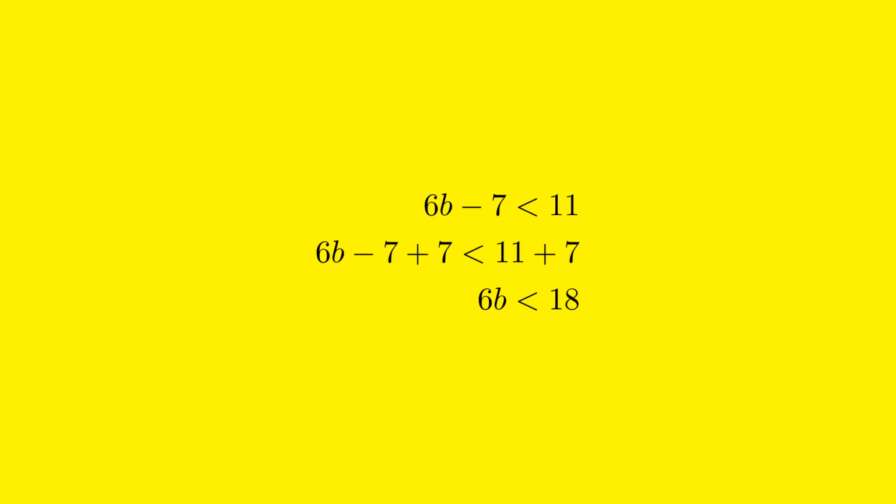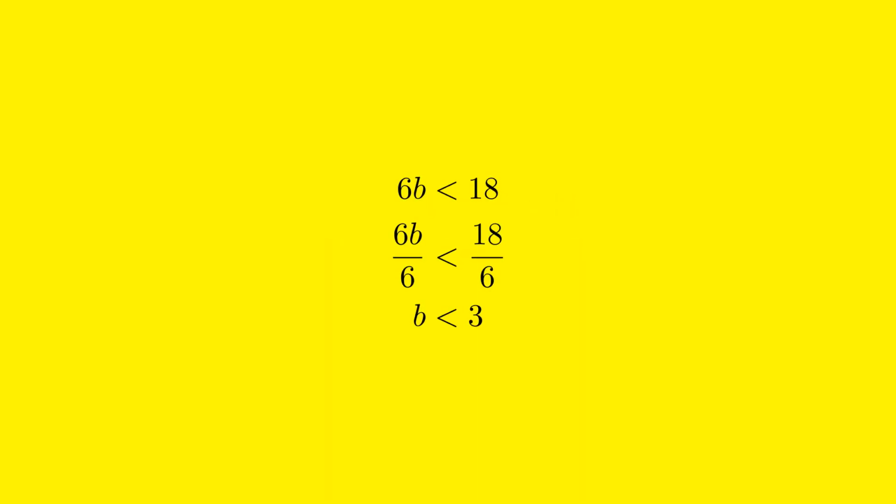Adding 7 to both sides helps us keep the inequality balanced, meaning it is fair and does not change its truth value. The original inequality is 6b minus 7 is less than 11. After adding 7 to both sides, the inequality becomes 6b is less than 11 plus 7. When we perform the addition on the right side, 11 plus 7 equals 18. So now the inequality is 6b is less than 18. In this step, we have simplified the inequality by removing the minus 7 term from the left side, making it easier to solve for b in the next steps.